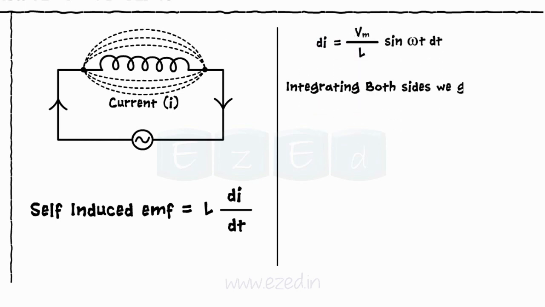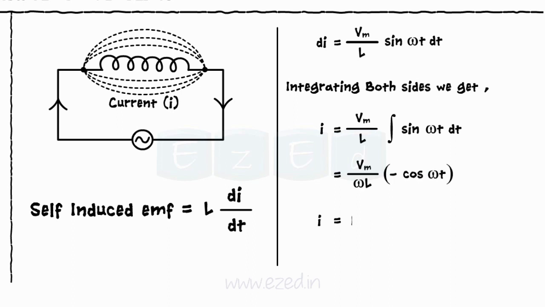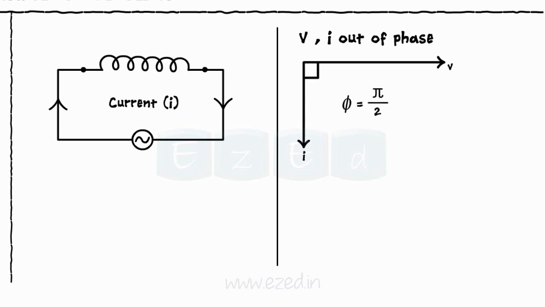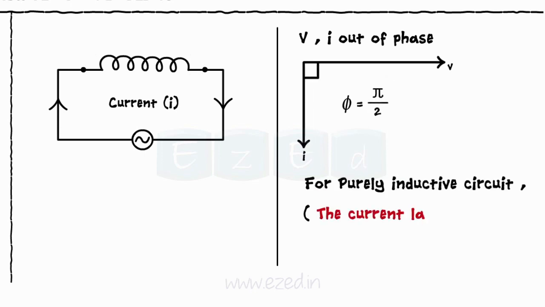Writing the equation for current, we get I equals Vm upon L integration sin omega t dt. On solving the integration, we see that I equals Im sin(omega t minus pi by 2). Thus the voltage and current are out of phase, with the current lagging behind the voltage by 90 degrees. Thus for a purely inductive circuit, the current lags behind voltage by 90 degrees.